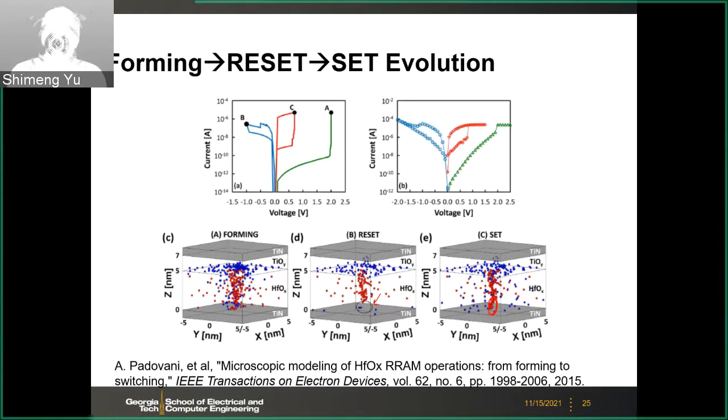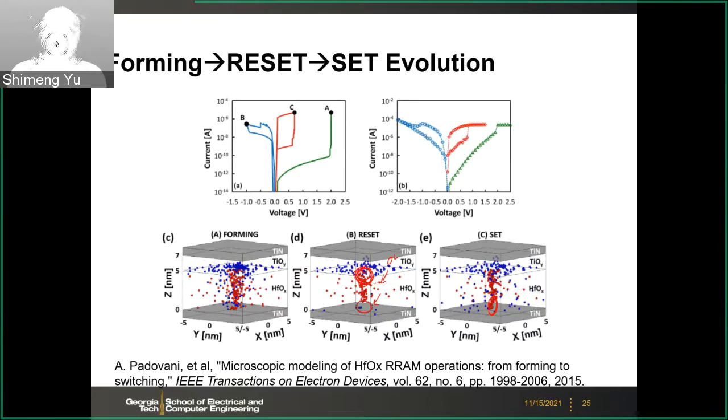But of course, there are debates in the literature. Whether the rupture of the filament is near the bottom or near the top electrode is still under debate. But I personally think it's near the top electrode, because when the oxygen ions migrate back, they will first rupture this part. But still, this is a hypothesis.